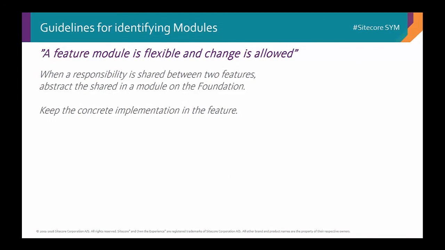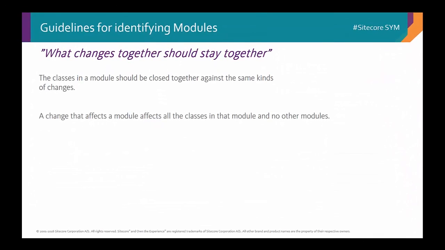So this is kind of the same thing. A feature module needs to be flexible, and change is allowed also over time. When some responsibility comes up and it's shared between two features, then you should abstract this away into a foundation module. And then keep the concrete implementations in the concrete features. What changes together should stay together. The classes in a module should be closed together against the same kind of changes. This is the common closure principle. I will repeat it once more.